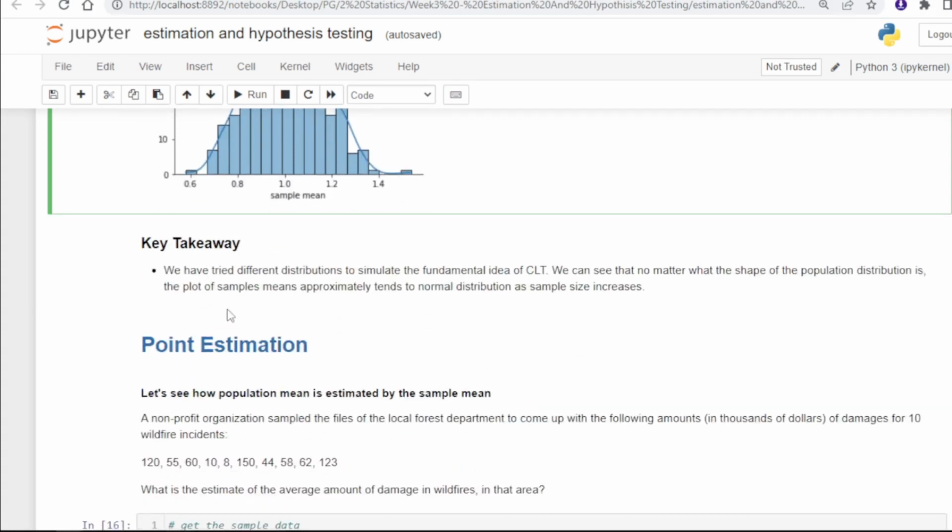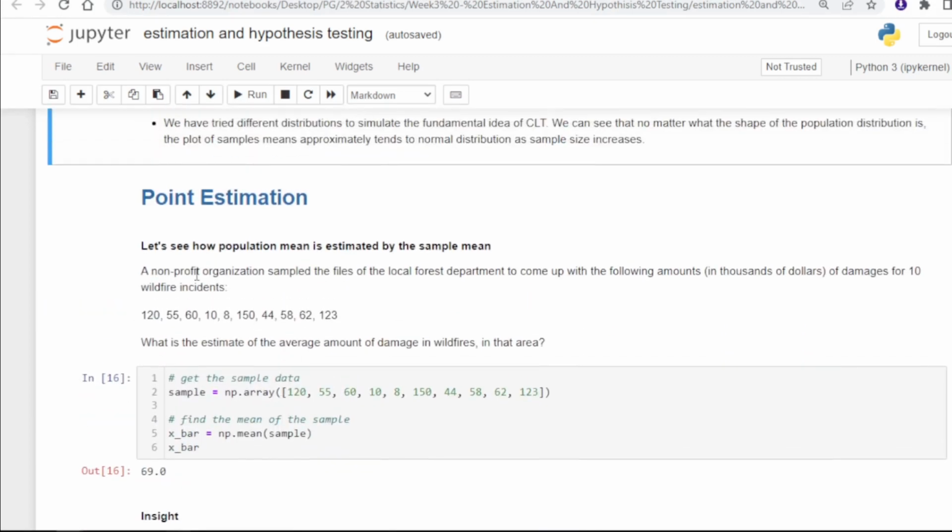So the takeaway is that we have tried different distributions to simulate the fundamental idea of the CLT. We can see that no matter what the shape of the population distribution is, the plot of sample means approximately tends to a normal distribution as the sample size increases.